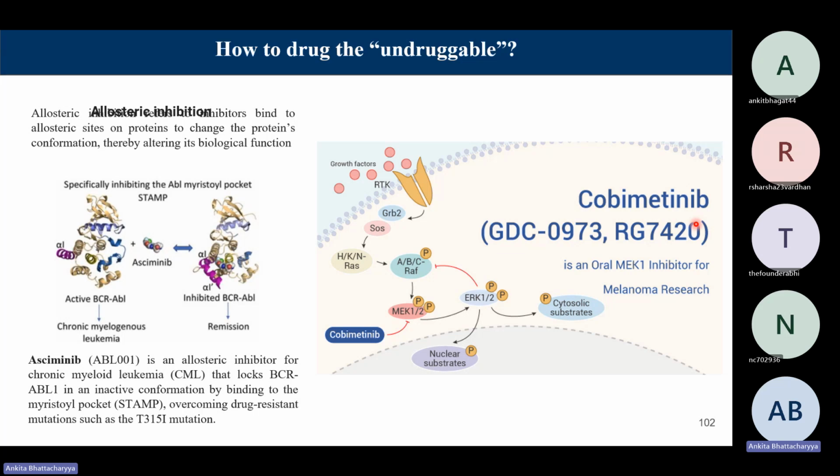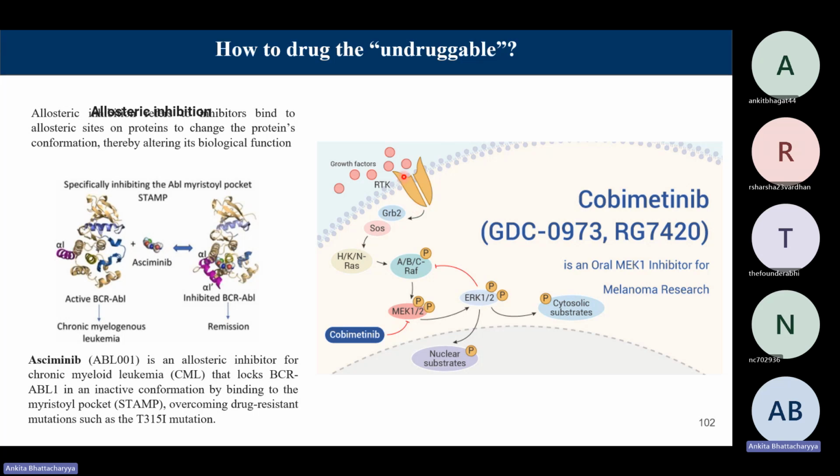Another example is cobimetinib, which is also known as GDC-0973 or RG7420. It has been recognized as an oral MEK1 inhibitor for melanoma research, and as you can see, it's also basically a RAS pathway inhibitor. MEK1 is one of the MAP kinase enzymes, so it also disrupts this entire pathway.